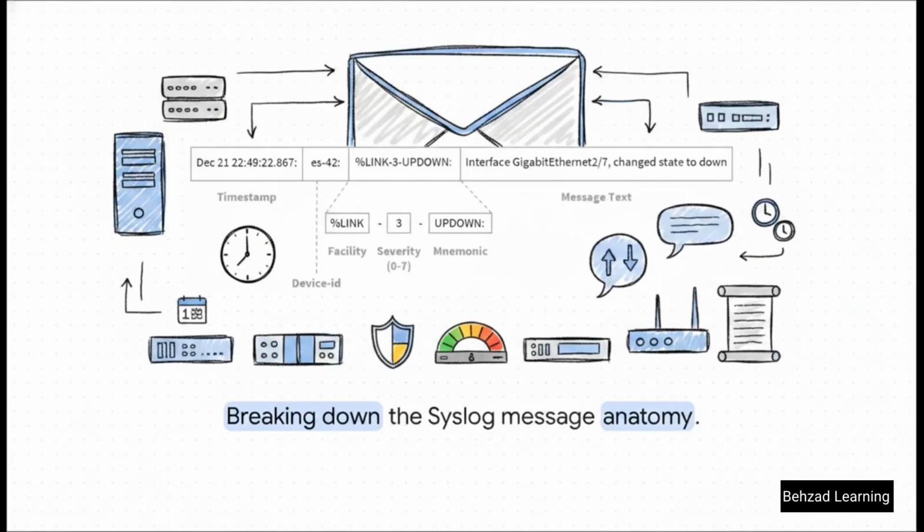Okay, moving on to section 3, how we actually decode these messages once we see them. Let's be honest, at first glance, a raw, standardized Syslog message basically looks like alphabet soup. It's just a wall of text. But when you slice it up, it's actually incredibly structured. You can instantly spot the timestamp, the device ID, the facility, the severity level, and finally, the mnemonic and message text that details exactly what went down.